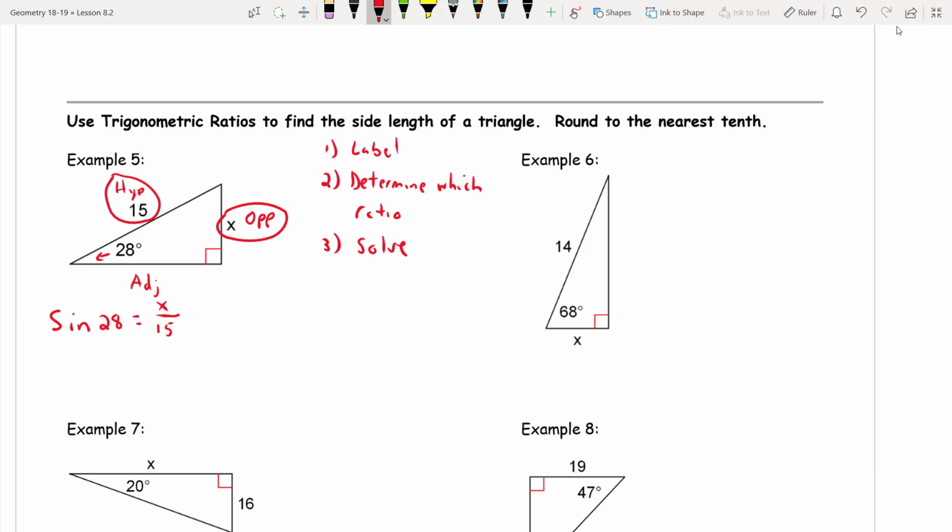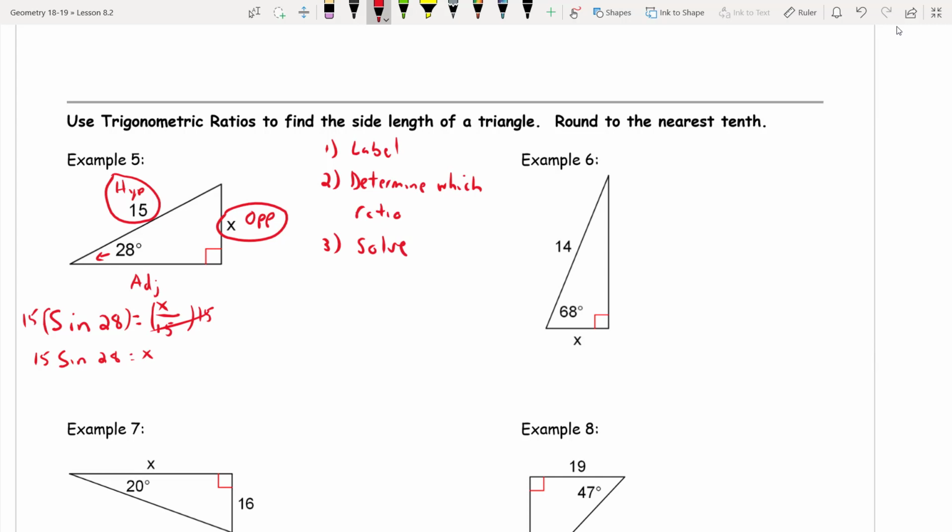We can't separate them, and it stays together, and it is just a number. So if I wanted to solve this problem for x, in order to get x on its own, I have to multiply both sides by 15. So I've got 15 times the sine of 28 equal to x. At this point, just go to your calculator. It's literally one step of algebra.